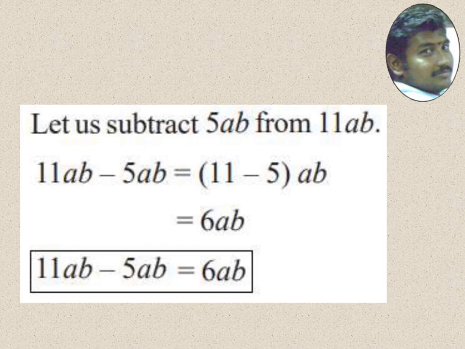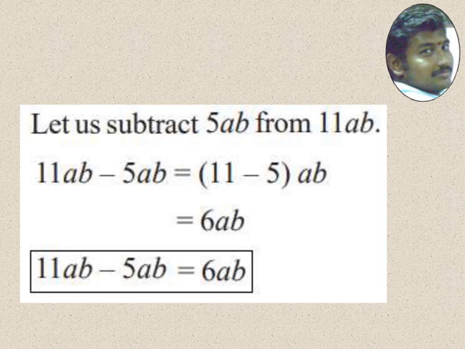Hope you understand. Let us subtract 5ab from 11ab. The meaning of this question is 11ab minus 5ab. ab is common, so take it out commonly. Just subtract 11 minus 5. 11 minus 5 is what? 6. So 6ab. The answer for 11ab minus 5ab is equal to 6ab.